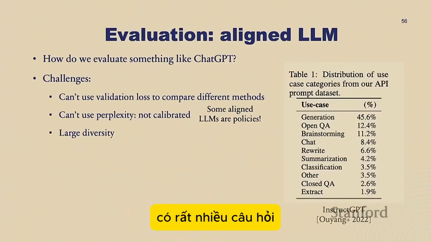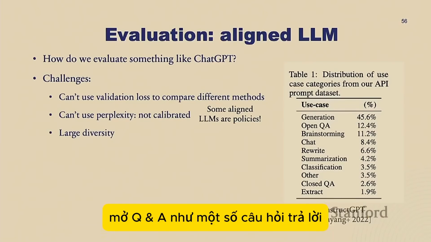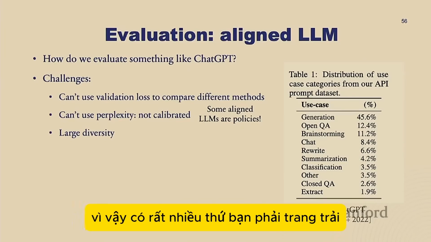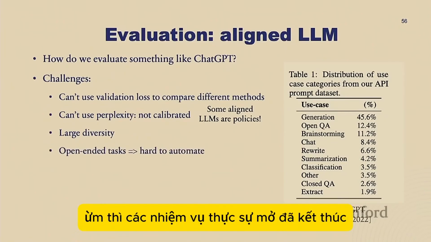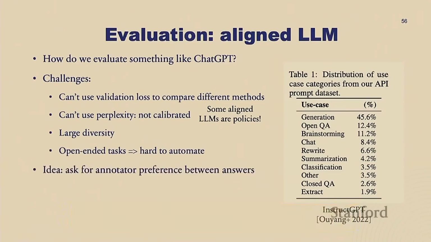Third, there's a large diversity of questions that humans might ask these models. Generation, open QA, some question answering, some summarization, and all of these things. So there are so many things you have to cover. Then the tasks are really open-ended. So it's very hard to automate. So that's what you were alluding to before.